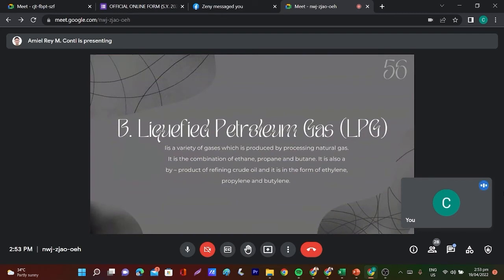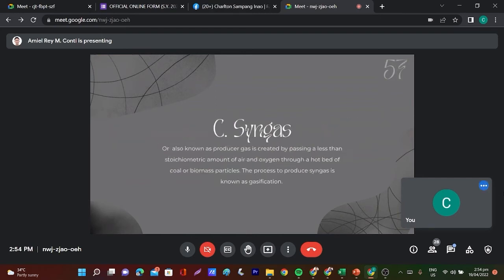It is a variety of gases which is produced by processing natural gas. It is a combination of ethane, propane, butane, and it is also a byproduct of refining crude oil in its form of ethylene, propylene, and butylene. Next.